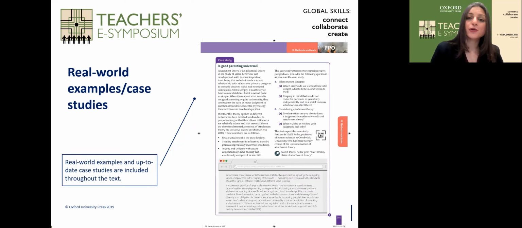You can see an example on the screen. It says, is good parenting universal? Now that is a fairly broad question, but the step-by-step approach in this book gives the arguments for and against and helps students go through it piece by piece to understand the concept and be able to break down their arguments through a critical thinking and critical analysis process.